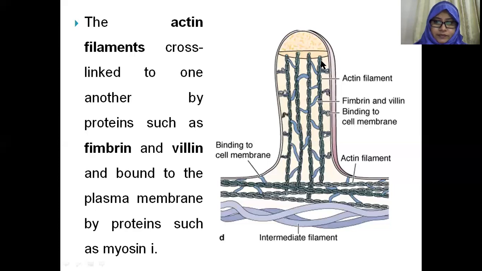In this figure, we can see these sickle-shaped structures, these are actin filaments, and the actin filaments are linked with each other by fimbrin and villin, and also they are attached to the plasma membrane by myosin I.